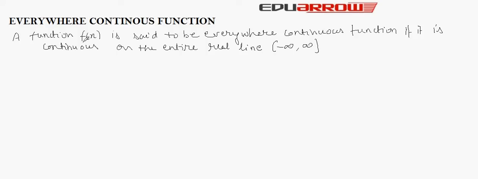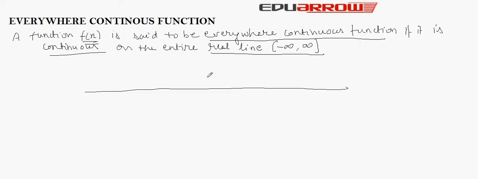Next we come to everywhere continuous function. A function f(x) is said to be an everywhere continuous function if it is continuous on the entire real line, including minus infinity to infinity. As we know, our number line starts from minus infinity, 0, to infinity. So a function f(x) is said to be everywhere continuous if it is continuous on each and every point on the number line, such as this point, this point, this point, this point, and in between.